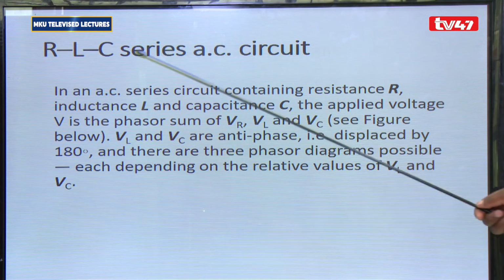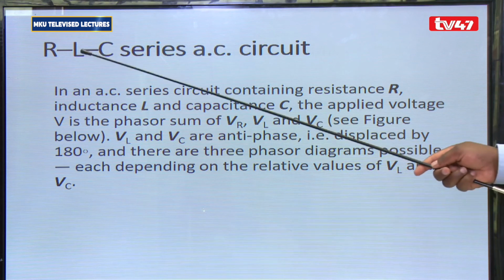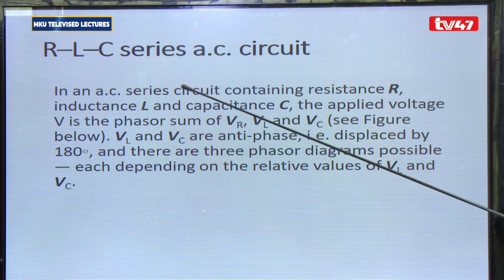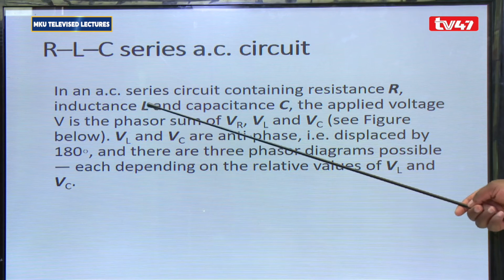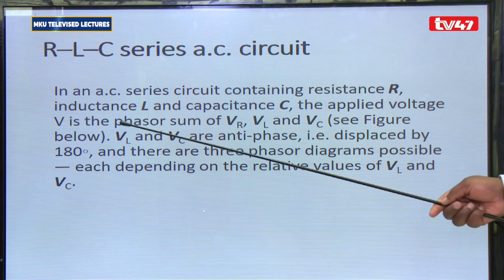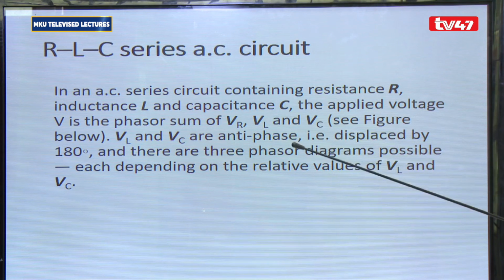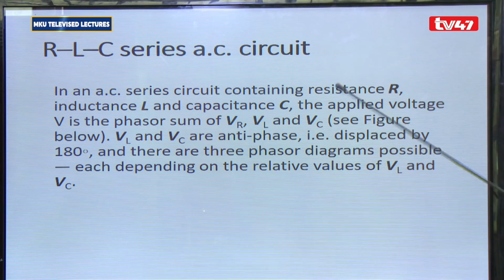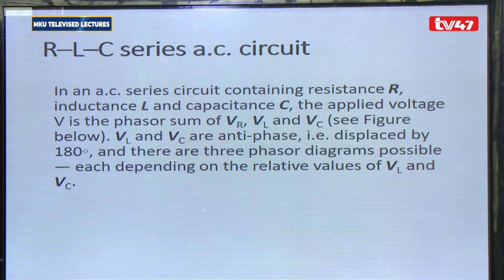Then this circuit is when you have the 3 passive components combined together in series. So we have the resistor, the inductor, and the capacitor connected in series, and in this circuit containing the resistance R, inductance L, and capacitance C, the applied voltage is the phasor sum of VR, VL, and VC. Again, as we have seen in the previous examples, we do not do the arithmetic sum, but what we usually do is the phasor sum. So we have the figure on the next page, which you are going to see, and it is giving us exactly what we are talking about.